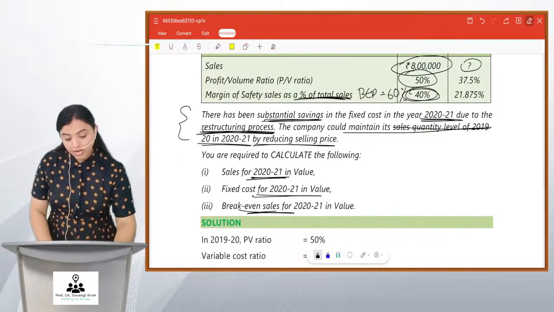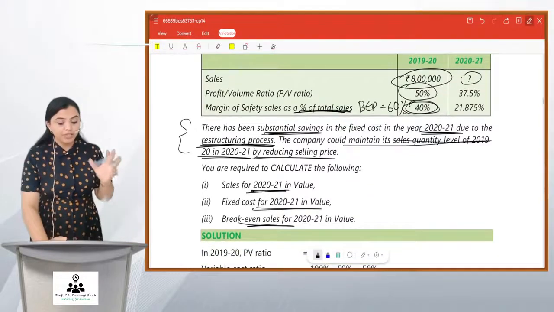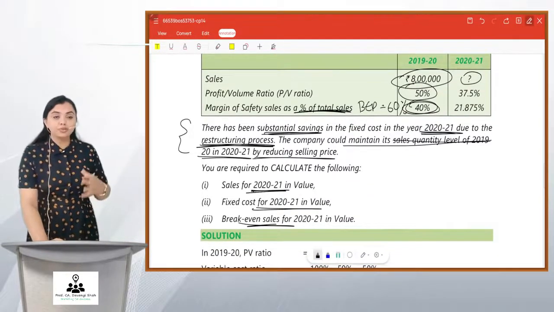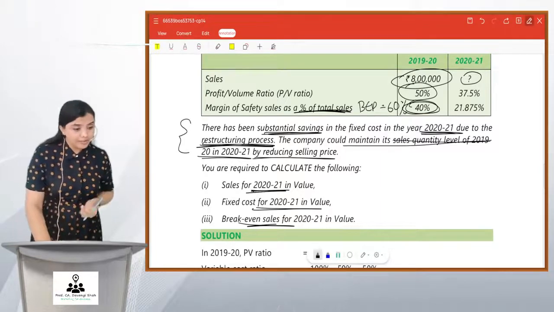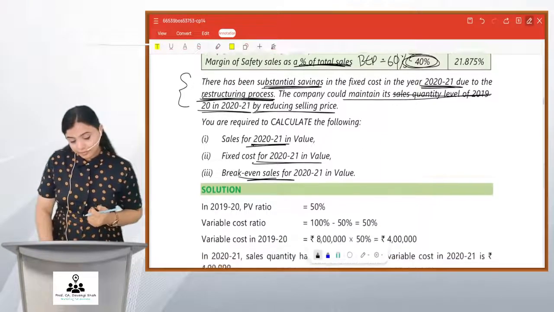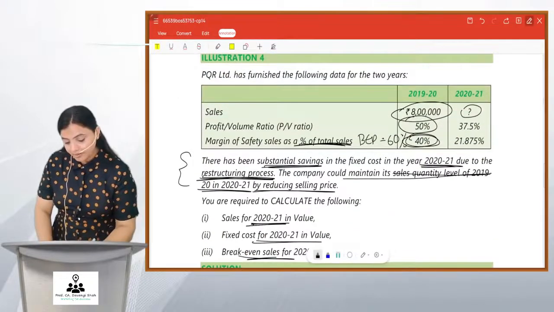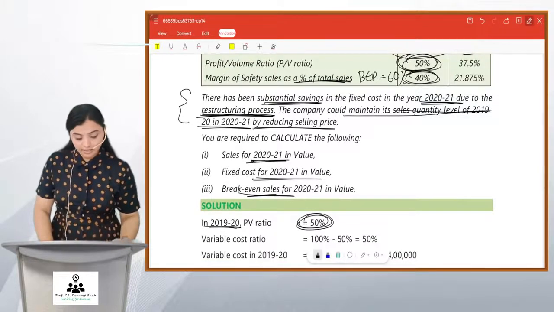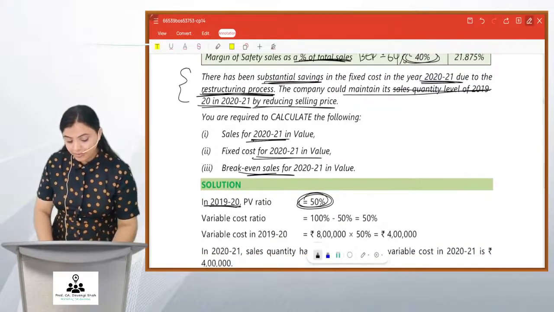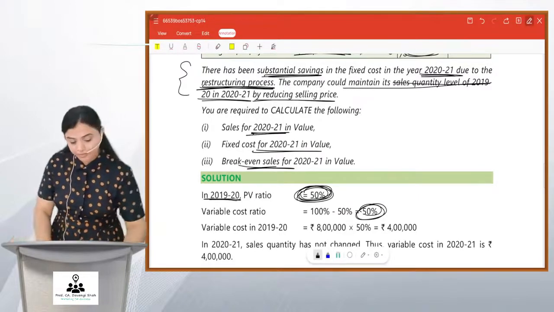Okay, so now we have to calculate the sales, the fixed cost, and the BEP. First of all, you should know all these things for the given year, 1920. So let us have a look at that. In 1920, PV ratio is 50%, correct? And if PV ratio is 50%, obviously the balance 50% will be variable cost.